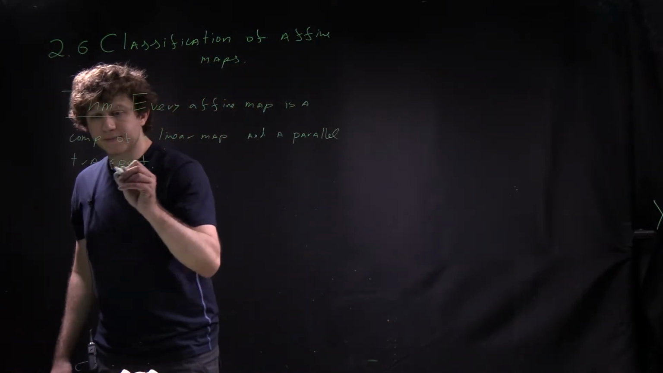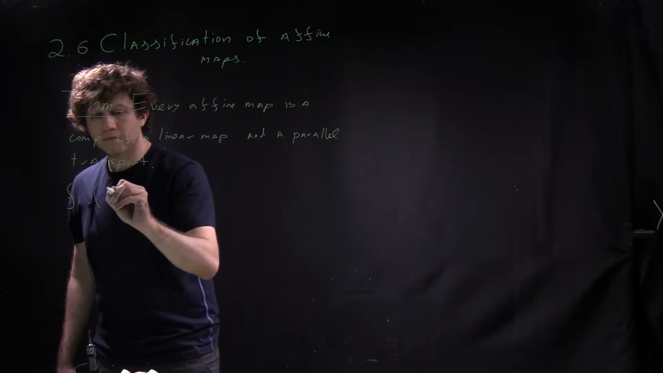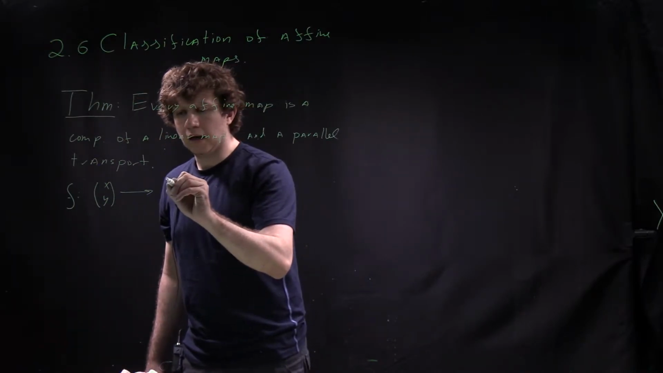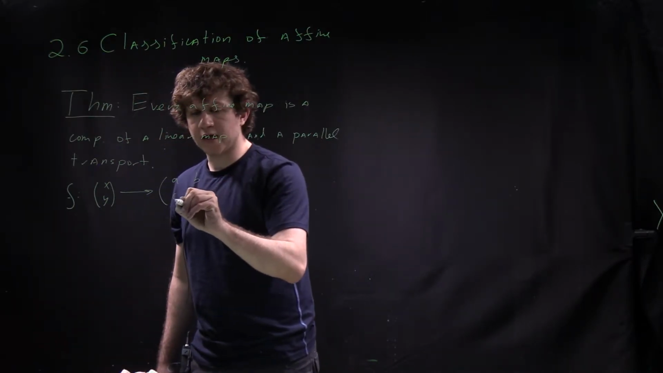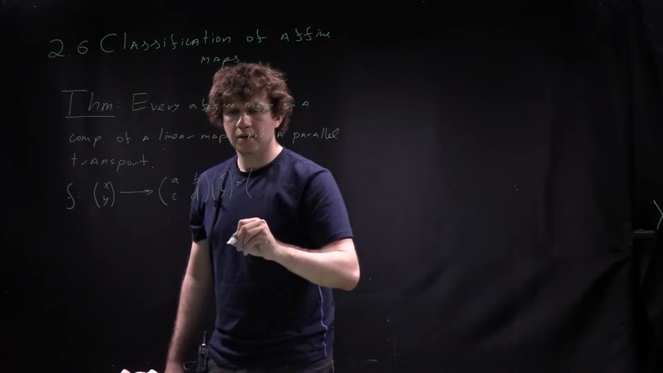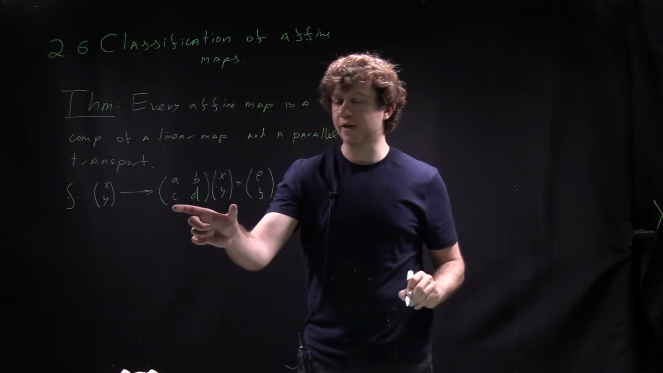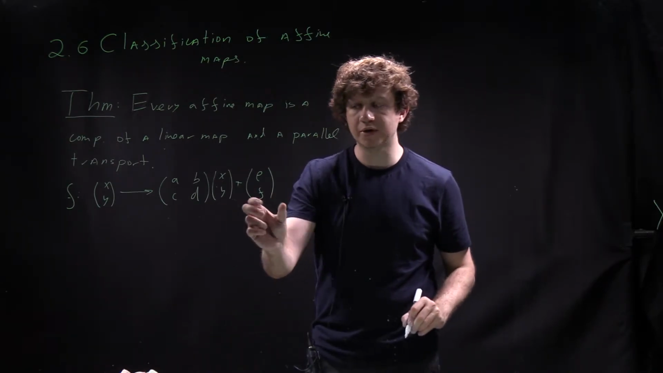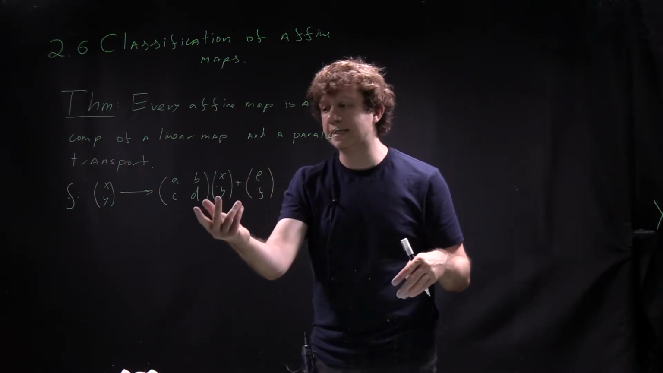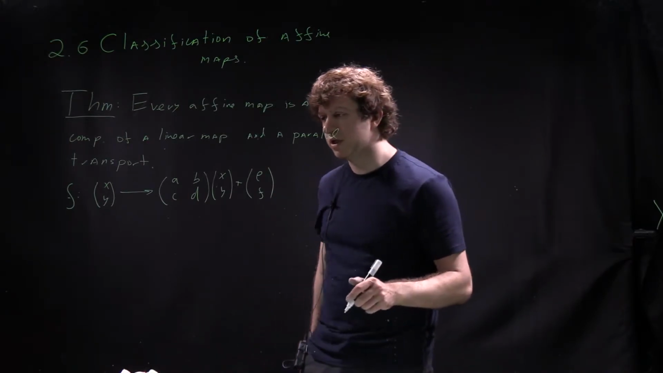So in coordinates, F will have a form. Let me write down as column xy goes to a matrix A, B, C, D times xy plus EF. So first I do a linear transformation and then I do a parallel transport. I can first do parallel transport and then a linear transformation, and one can always rewrite it as the same linear transformation but some other parallel transport. So order here doesn't matter much.